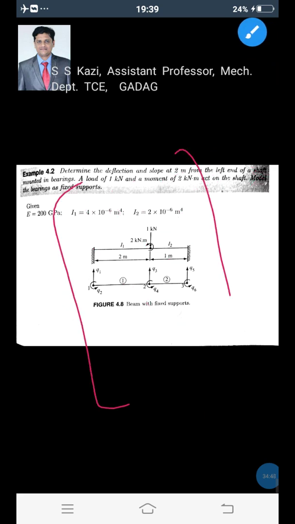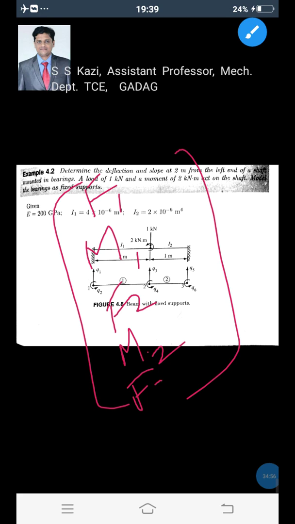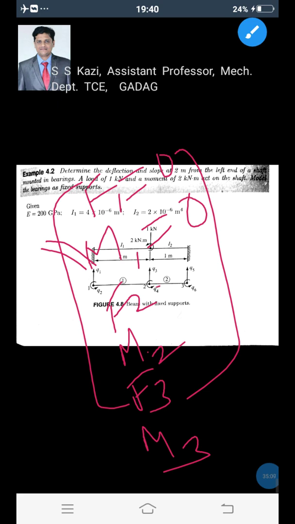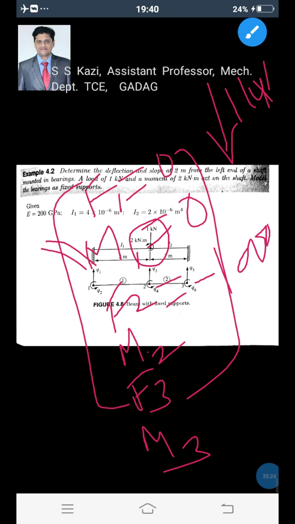If you write the load vector F1, M1, F2, M2, F3, M3, that means the applied force at node 1. Is there any applied force at node 1? No. You write 0. Is there any applied moment at node 1? No. Write 0. Now come to F2. Is there any applied force at node 2? Yes. There is an applied force at node 2 in the downward direction, that is 1 kilonewton. A downward point load is to be taken as negative, so I will write minus 1000 Newton. That is minus 1 kilonewton, minus 1000.